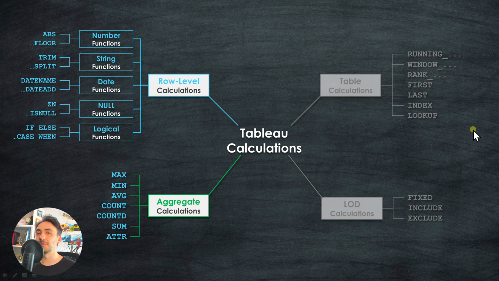Alright guys, so that's all for the attribute function in Tableau, and with that we have covered many important functions under the category of aggregate calculations. Next, we're going to start talking about the LOD calculations in Tableau. They are really interesting and important to understand.